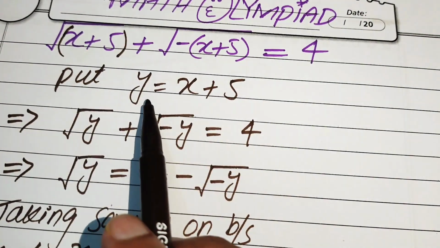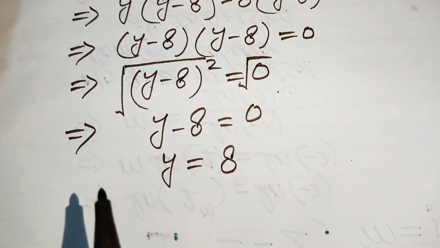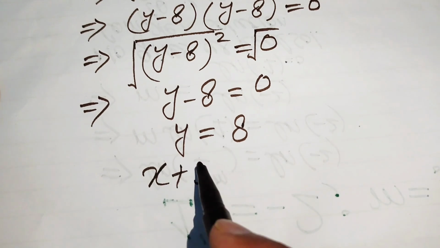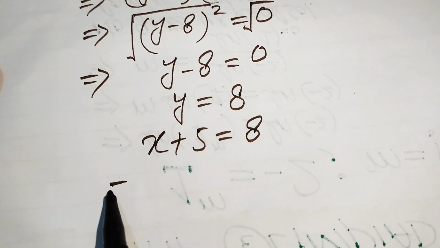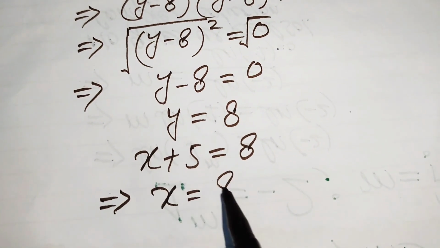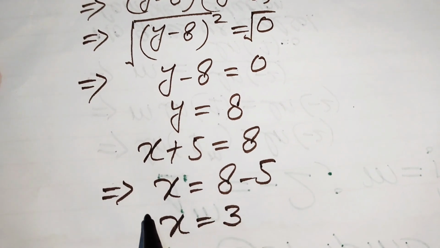So here we have the value of y is x plus 5, which we took at the start of this problem. So we substitute it here. It is x plus 5 equals 8. So here we move this plus 5 to the right hand side, and it will be written as x equals 8 minus 5, and 8 minus 5 equals 3.